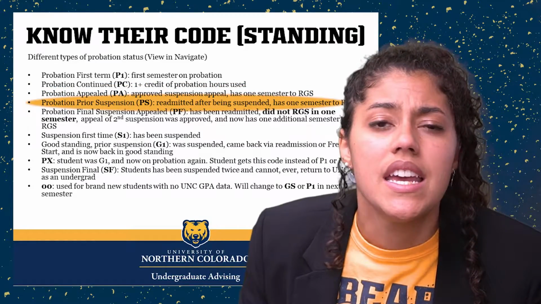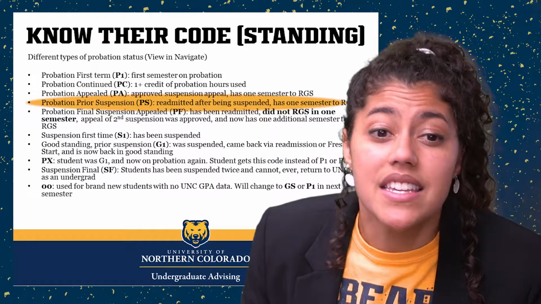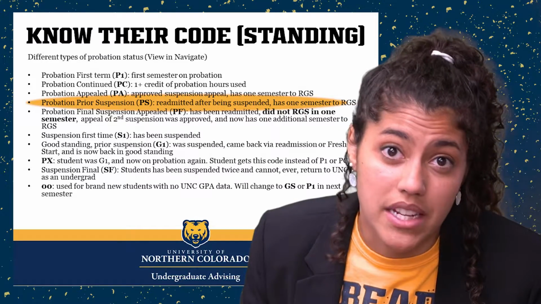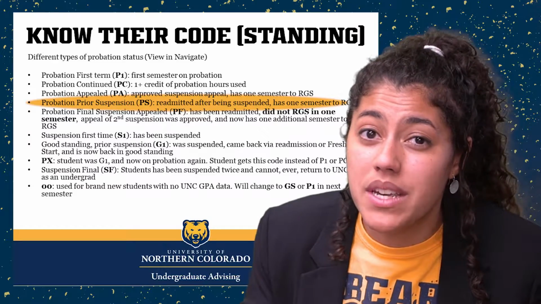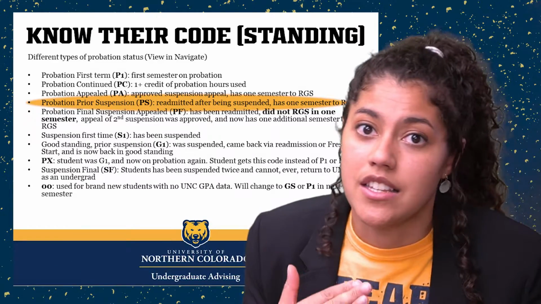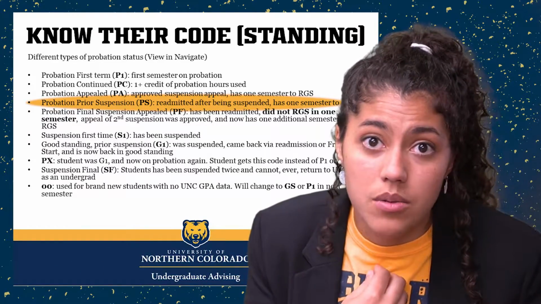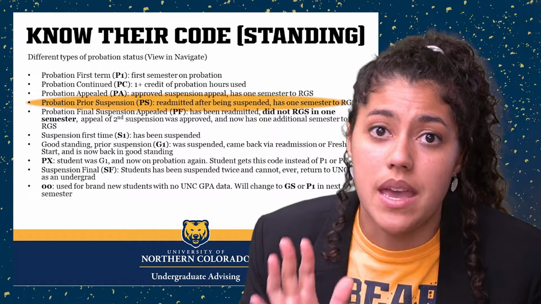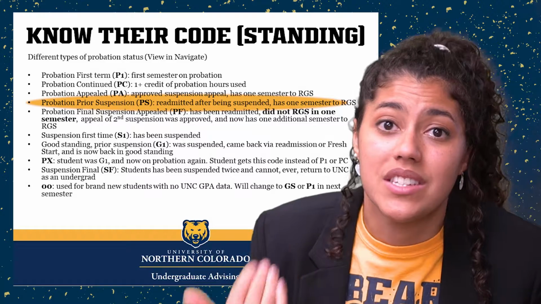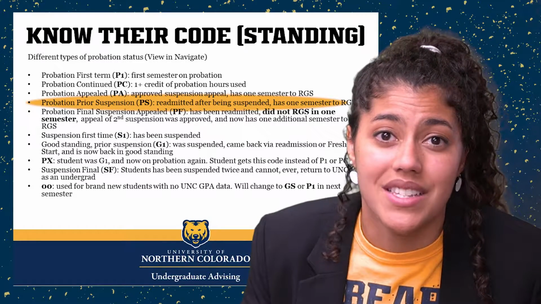Now they could appeal again at the end of the semester and they would be in the same boat, another PA. The next one is going to be a PS, and this is a probation prior suspension. So these are students who are readmitted after being suspended. They did a successful readmission appeal with us. They also only have one semester to get their GPA back up to a 2.0, or else they're going to go through that suspension process again.